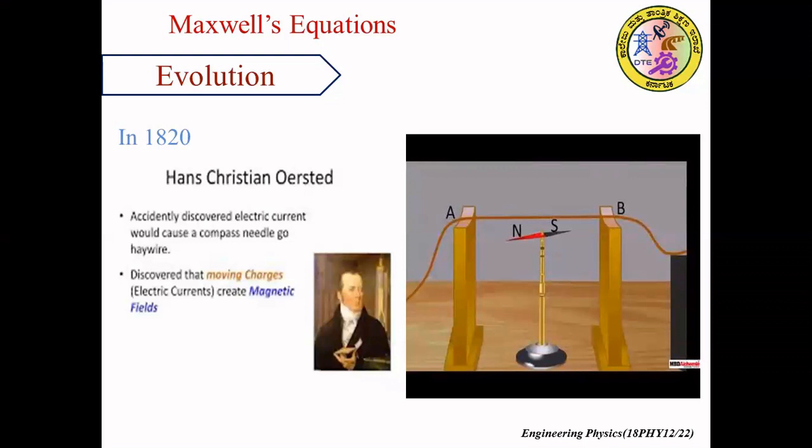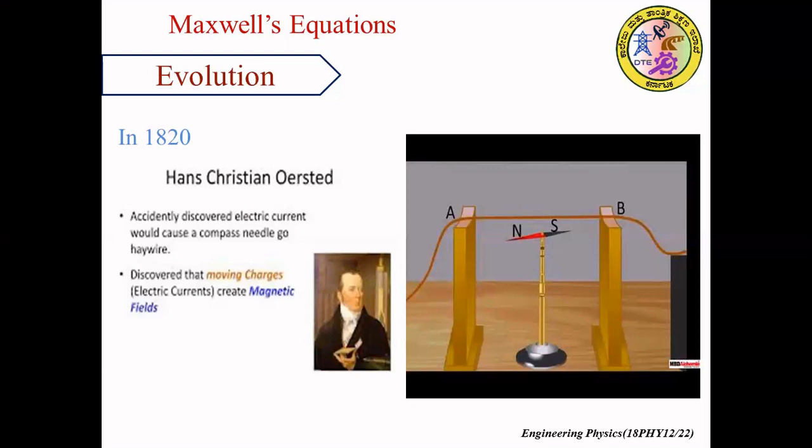Later in 1820, Hans Christian Ørsted accidentally discovered the magnetic effect of electric current. In his experimental setup, he found that when a magnetic compass was kept in the vicinity of a conductor carrying current, the magnetic compass deflected. We can see the setup in the diagram here. We have conductor AB placed on a wooden support. When current flows through the conductor AB, the magnetic compass kept near it gets deflected.